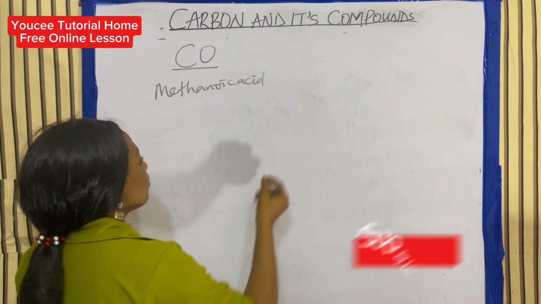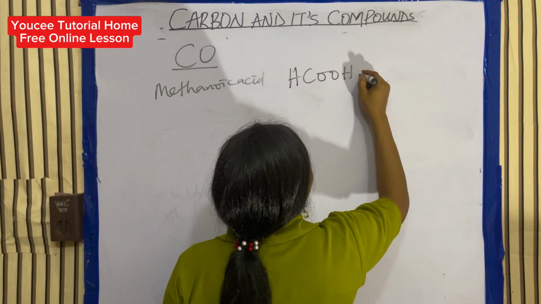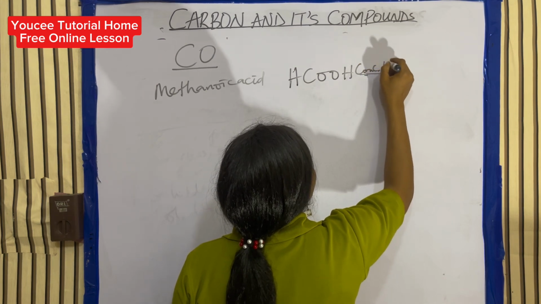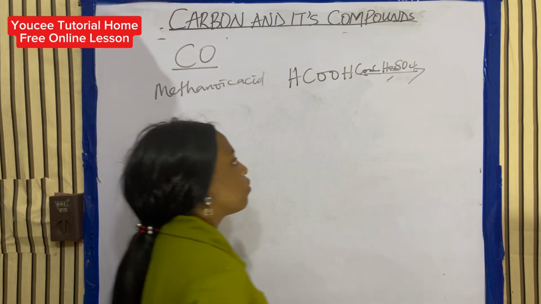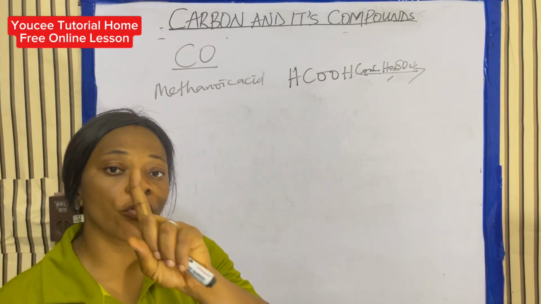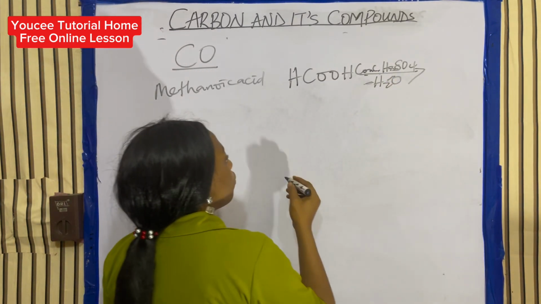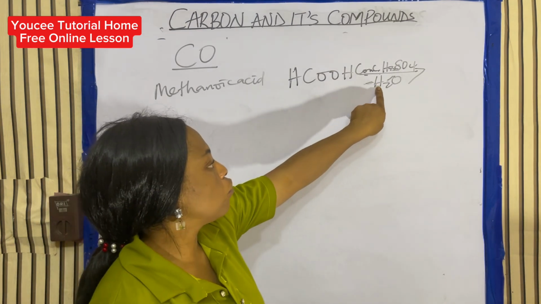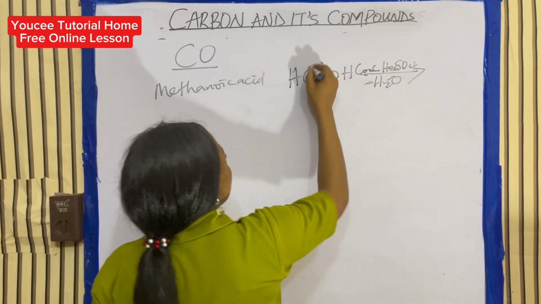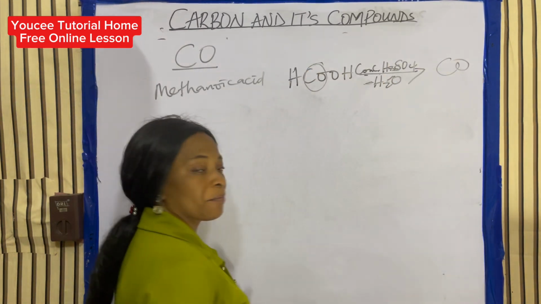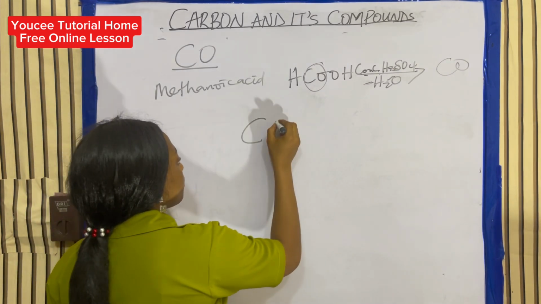So what is methanoic acid? This is methanoic acid in the presence of concentrated tetraoxosulphate 6 acid. Concentrated tetraoxosulphate 6 acid is going to remove one molecule of water. It's a dehydrating agent. So one molecule of water means 2 hydrogen, 1 oxygen. So remove 2 hydrogen, 1 oxygen. What is left? This is left. So carbon 2 oxide.